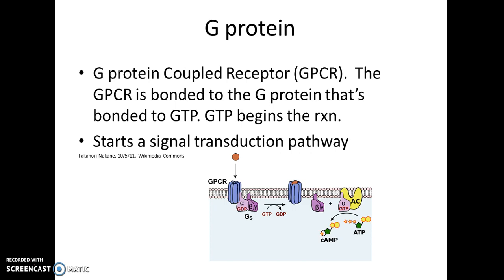So the G protein coupled receptors, or the GPCR. The GPCR, or the G protein coupled receptor, is bonded to the G protein that's bonded to GTP. And the GTP will begin the reaction. So in our diagram down here, we have the GPCR. This is the receptor. And on the bottom, we have, should be GTP here, right? And the GTP will start the reaction. Now the GTP starts a signal transduction pathway.